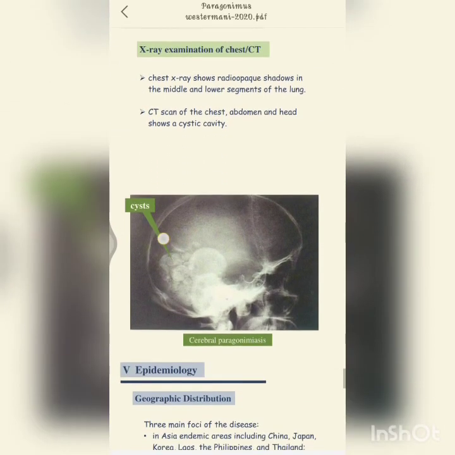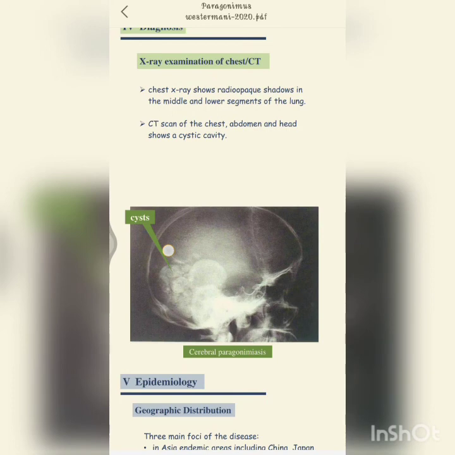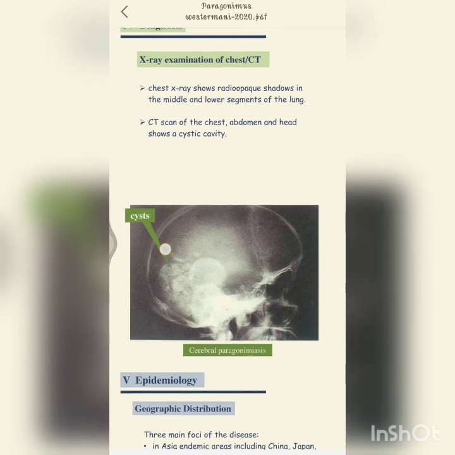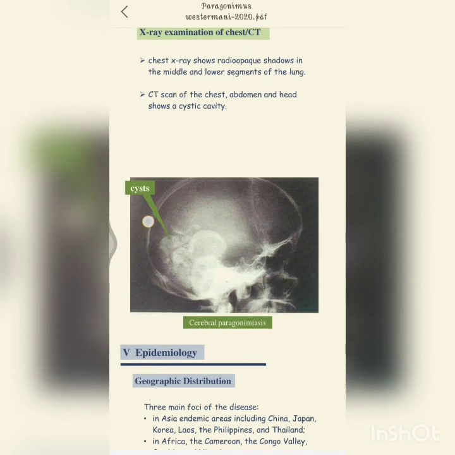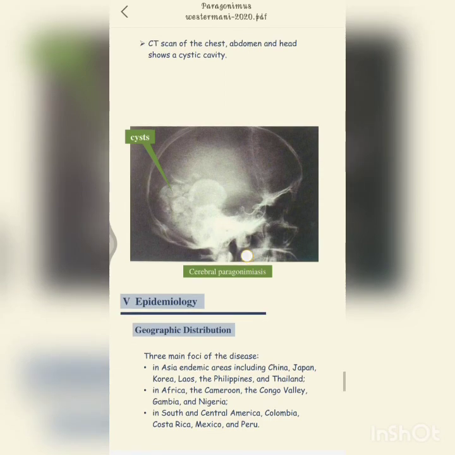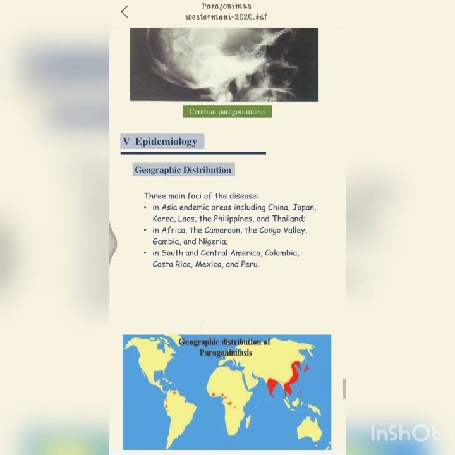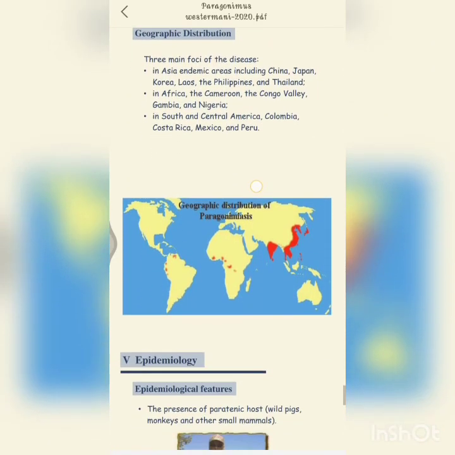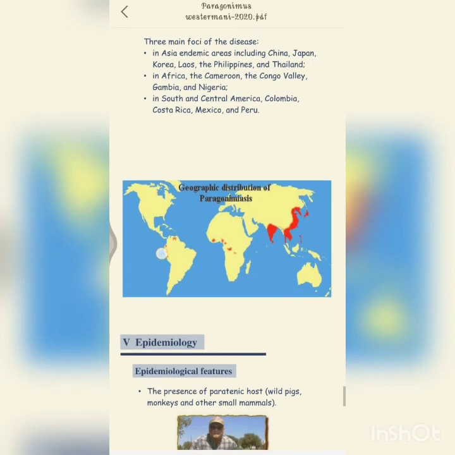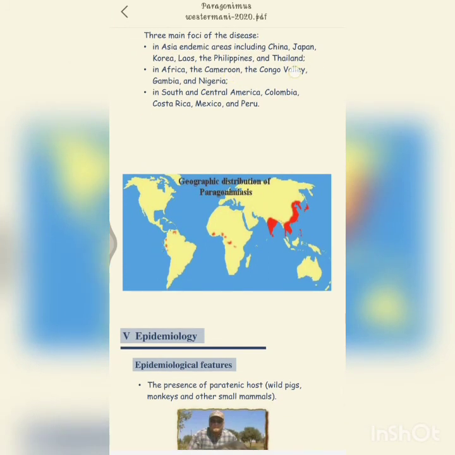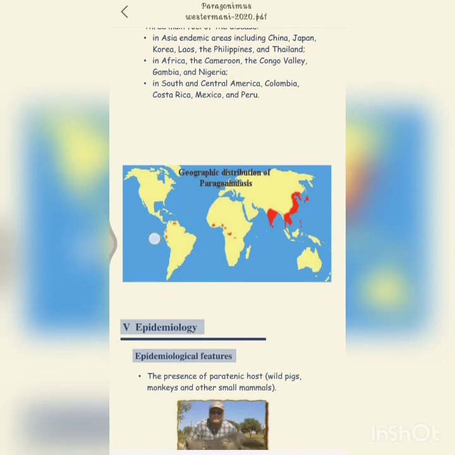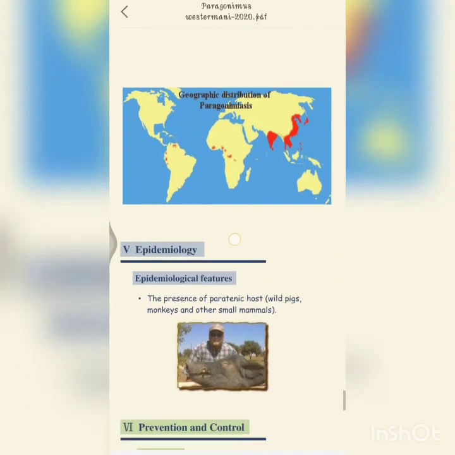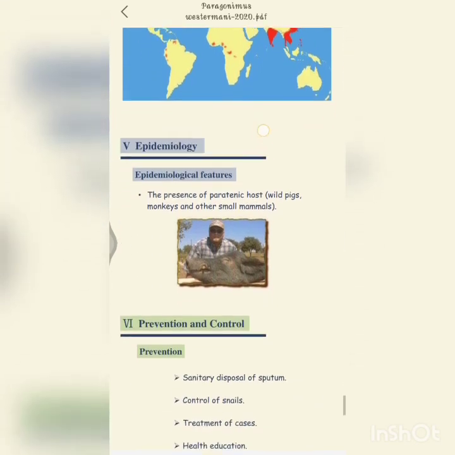And here you can see the X-ray examination. The chest X-ray shows radio-opaque shadows in the middle and lower segments of the lung. And the CT scan of the chest, abdomen and head shows a cystic cavity. Here you can see how the cysts are formed because of this worm. It is present in China, Japan, Korea, Philippines, Thailand, and also in Africa, Cameroon, Congo, Gambia, Nigeria, and in South and Central America, Colombia, Mexico, Peru. These are the most endemic areas for this infection.